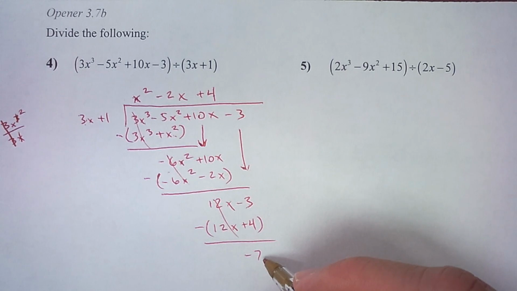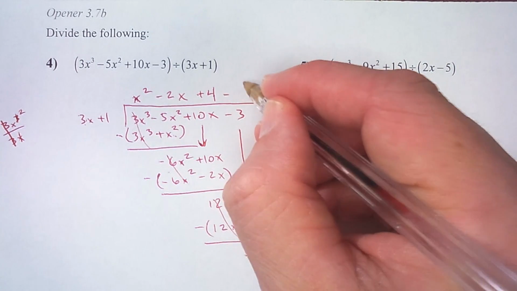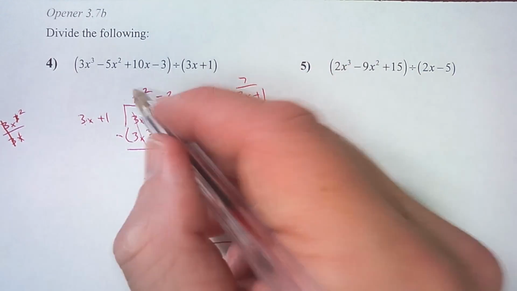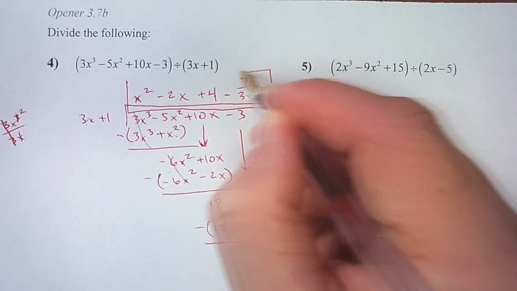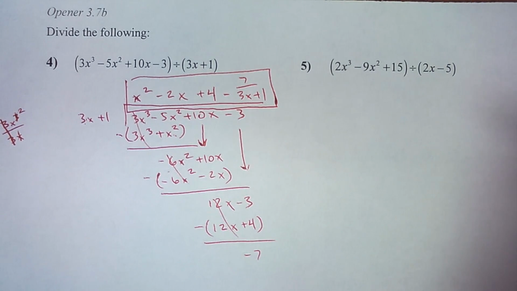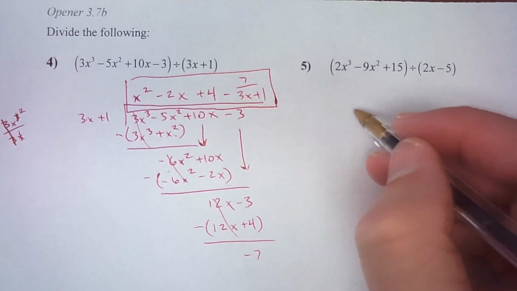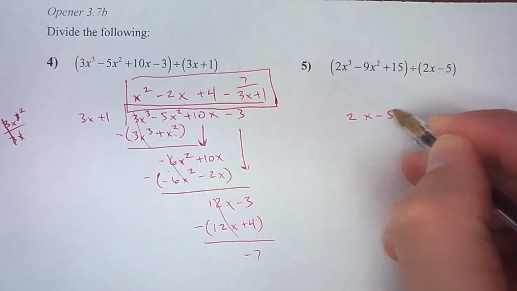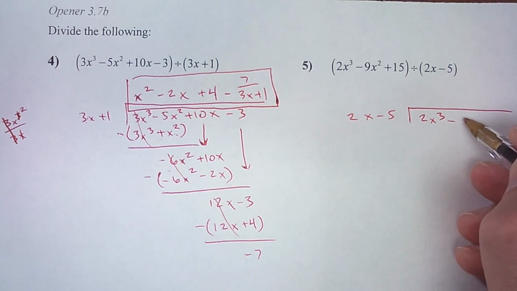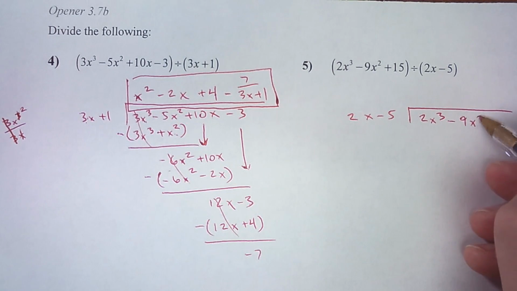So negative 7 is our remainder, and we can write that as minus 7 over 3x plus 1, and this is our answer. Okay, so let's do one more. So we've got 2x minus 5 going into 2x cubed minus 9x squared.